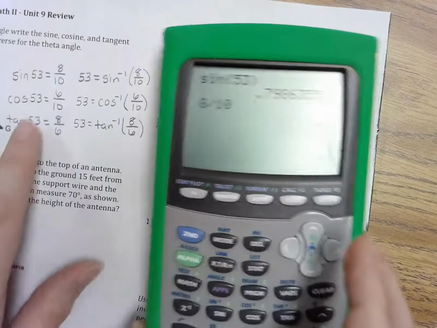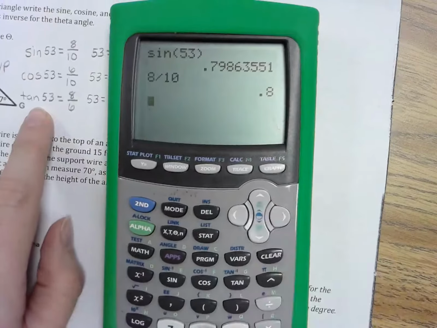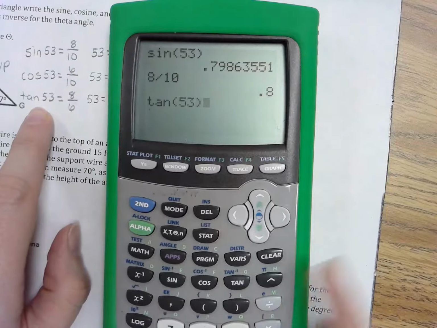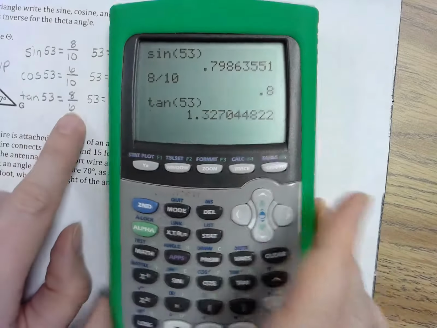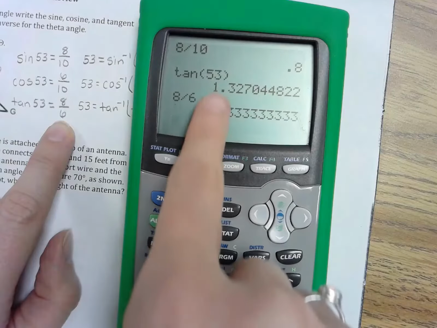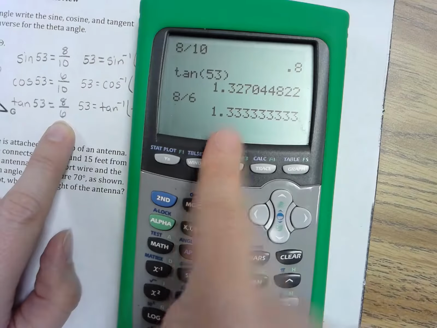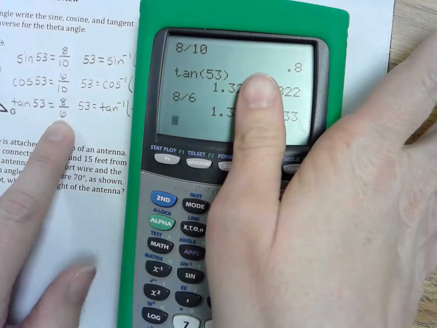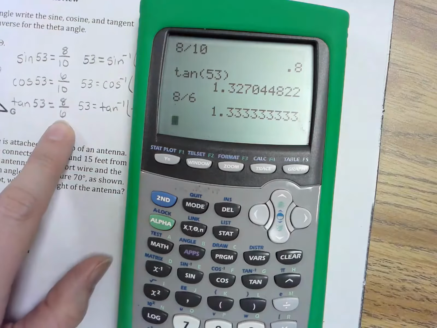Okay. Let's check another one. Maybe let's do the tangent. So tangent of 53, whatever that crazy decimal is, and then divide out your fraction, 8 out of 6. And notice, again, very, very close. If you just round to the nearest tenth, you would never know that they were any different.